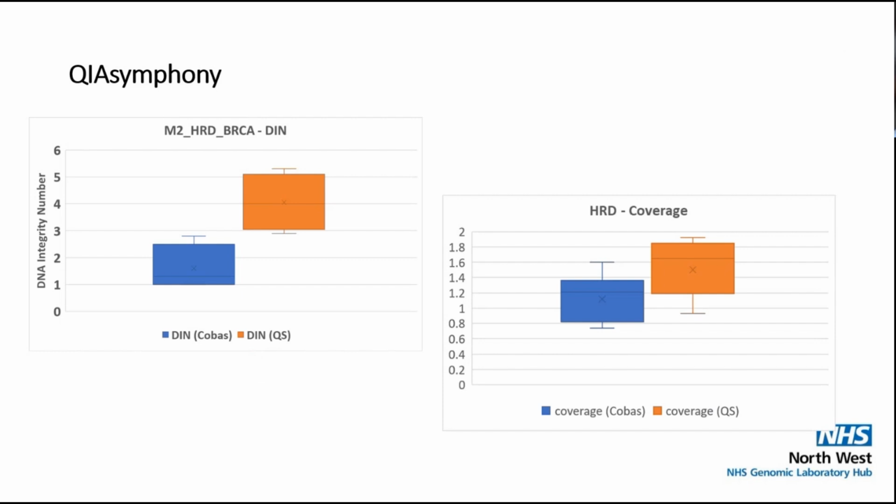The graph on the left shows a DIN, which is a DNA integrity number, which gives you an indication of how good quality, how fragmented the material is, and how likely it's going to go on to successful sequencing. You can see that with the QIAsymphony, again, we get a higher DNA integrity number, which indicates a better quality, less fragmented material. And then when we go on to sequence that, we see that we get better sequencing coverage. So all in all, the QIAsymphony DNA extractions seem to be giving us better quality material, which is suitable for DNA sequencing.